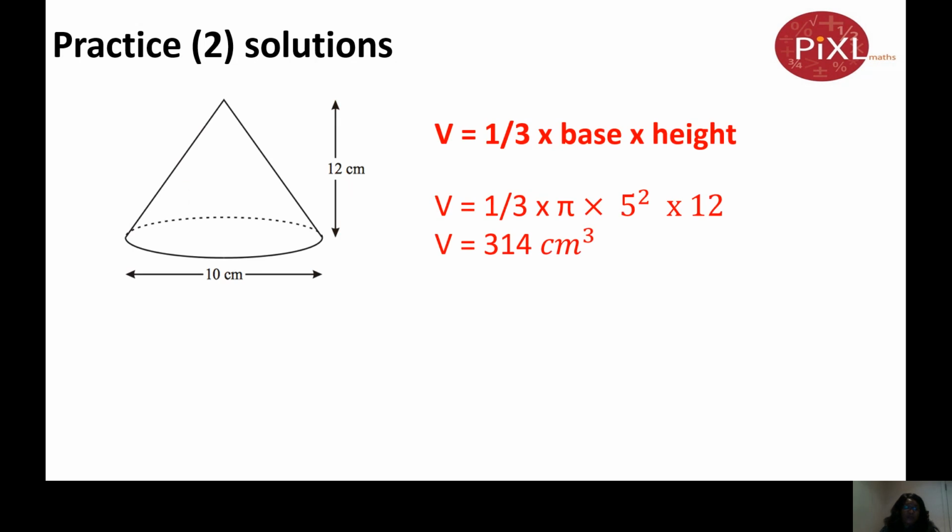Okay, the next one is this one. The height is 12 and the base is 10. Also, that's the diameter. The base diameter is 10. So we need the radius by dividing that by 2. So we get the radius is 5. We substitute into the formula and we get 315 centimeter cube.